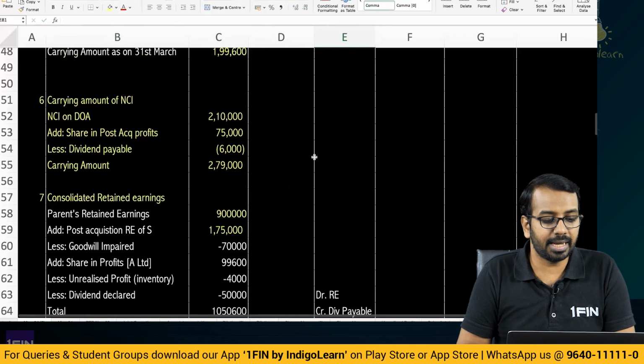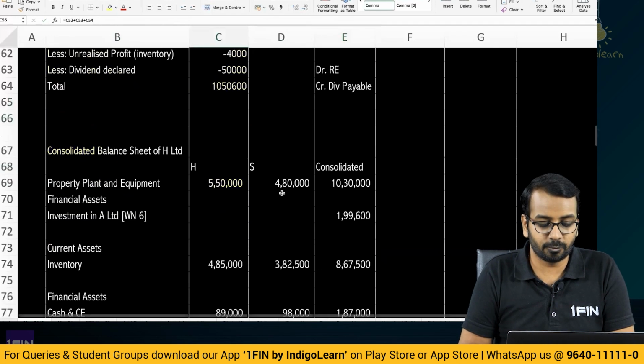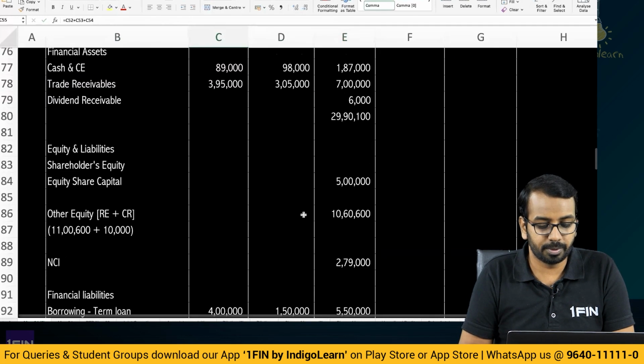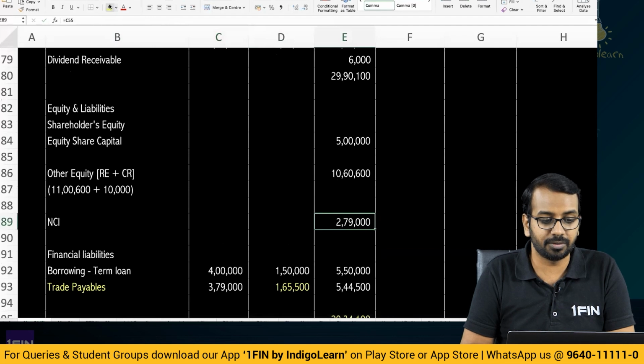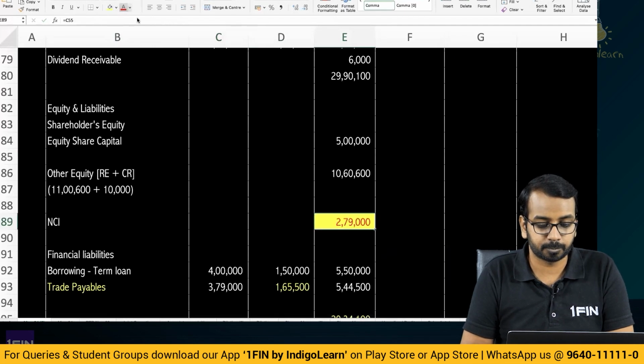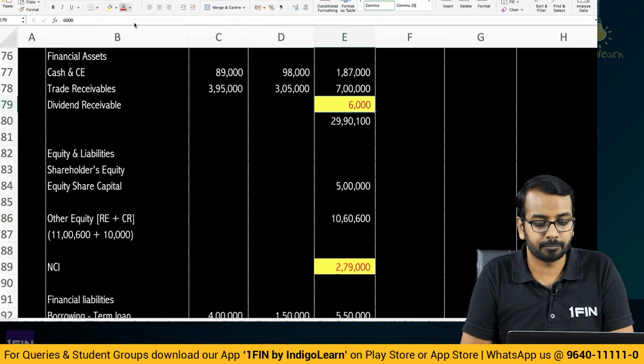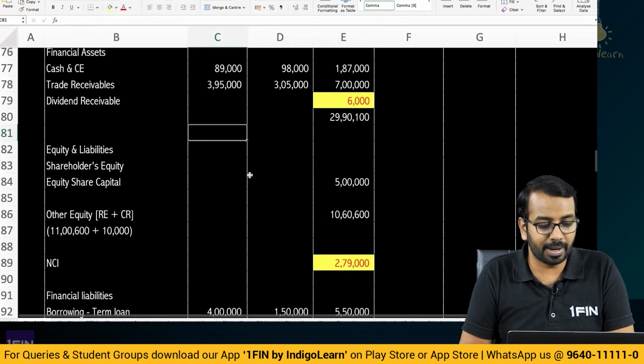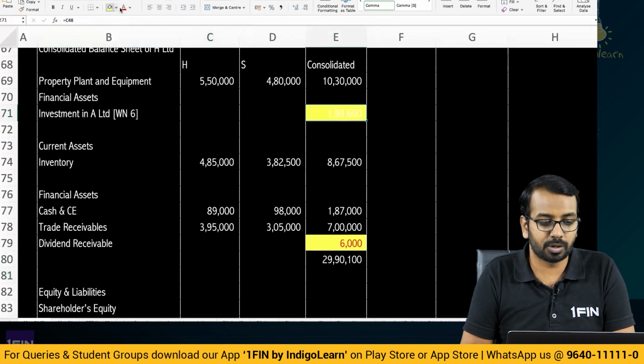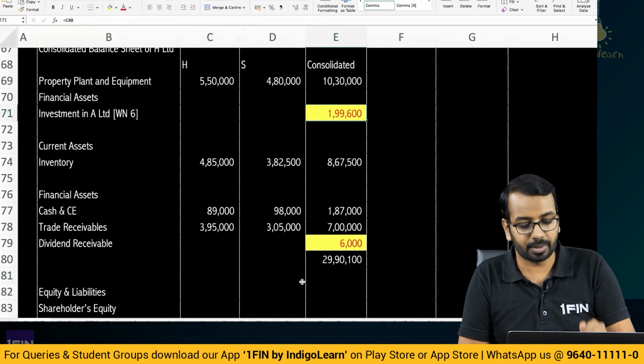So accordingly we have to update the balance sheet also. Then NCI number also we have changed to 2,79,000. So NCI number would be changed to 2,79,000. This is another thing which will change, right? This is one number which will come up here. Then investment in A Limited, this also undergoes a change because the investment number has changed.